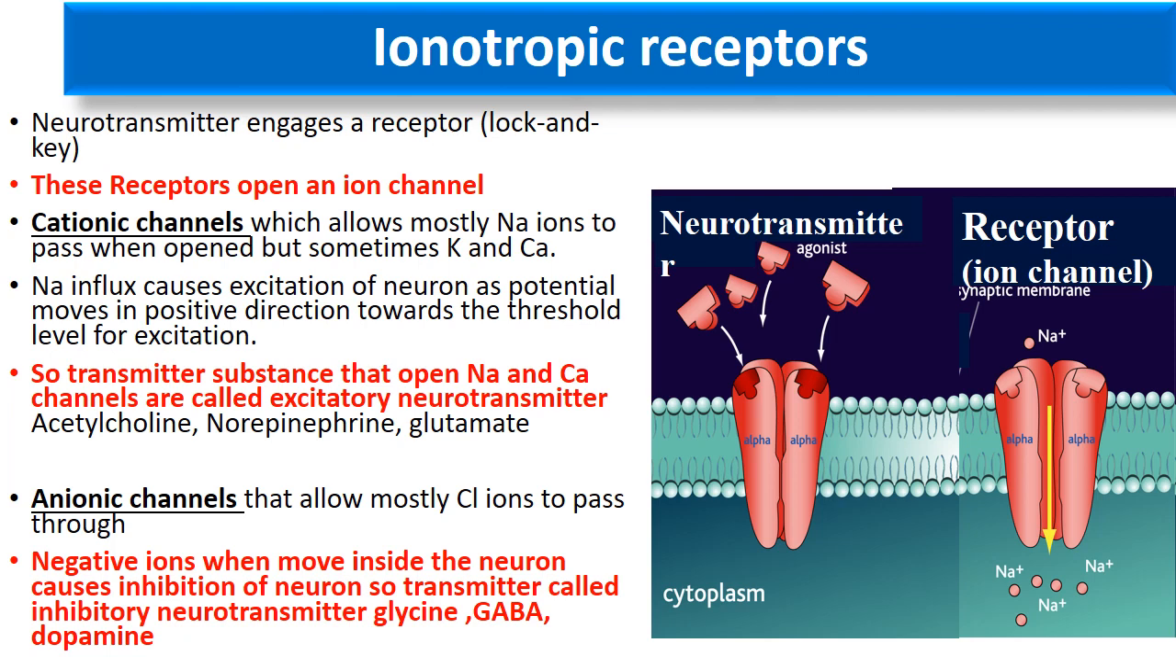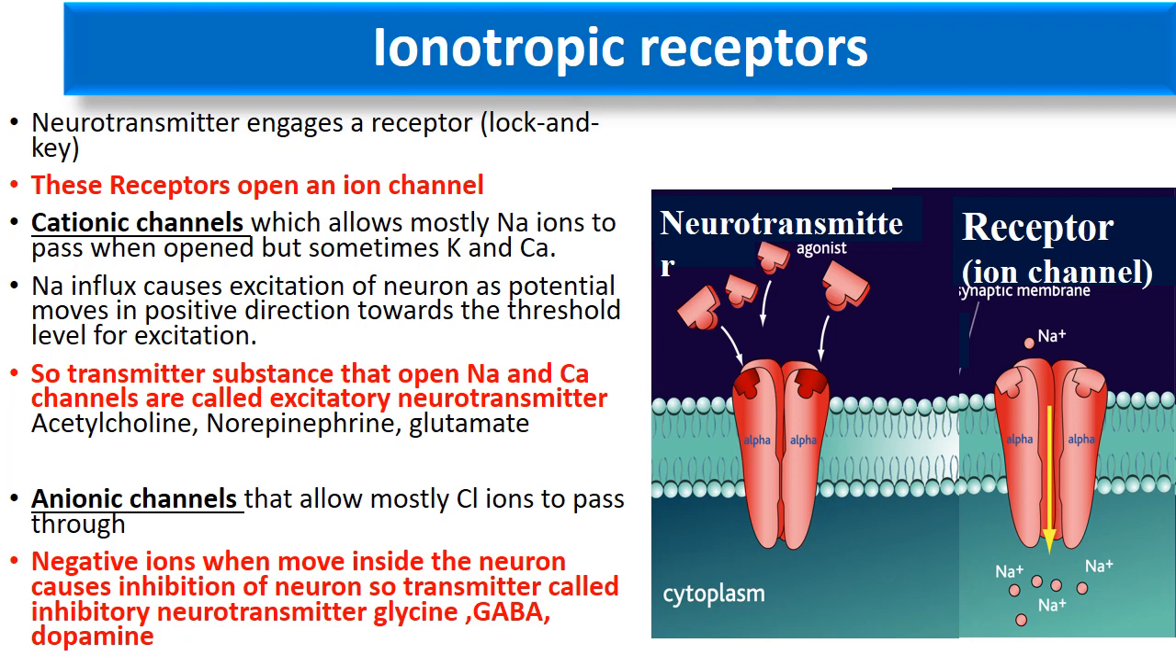Since chloride is a negative ion, when chloride moves inside, it will create more negativity and the membrane potential will be far away from the threshold, so the membrane will not be excited. We say that such a neurotransmitter is an inhibitory neurotransmitter because it moves the membrane potential far away from the threshold for excitation. So the neurotransmitters which open the chloride channel are known as inhibitory neurotransmitters, and to name them, they are glycine and GABA. They act as inhibitory neurotransmitters.